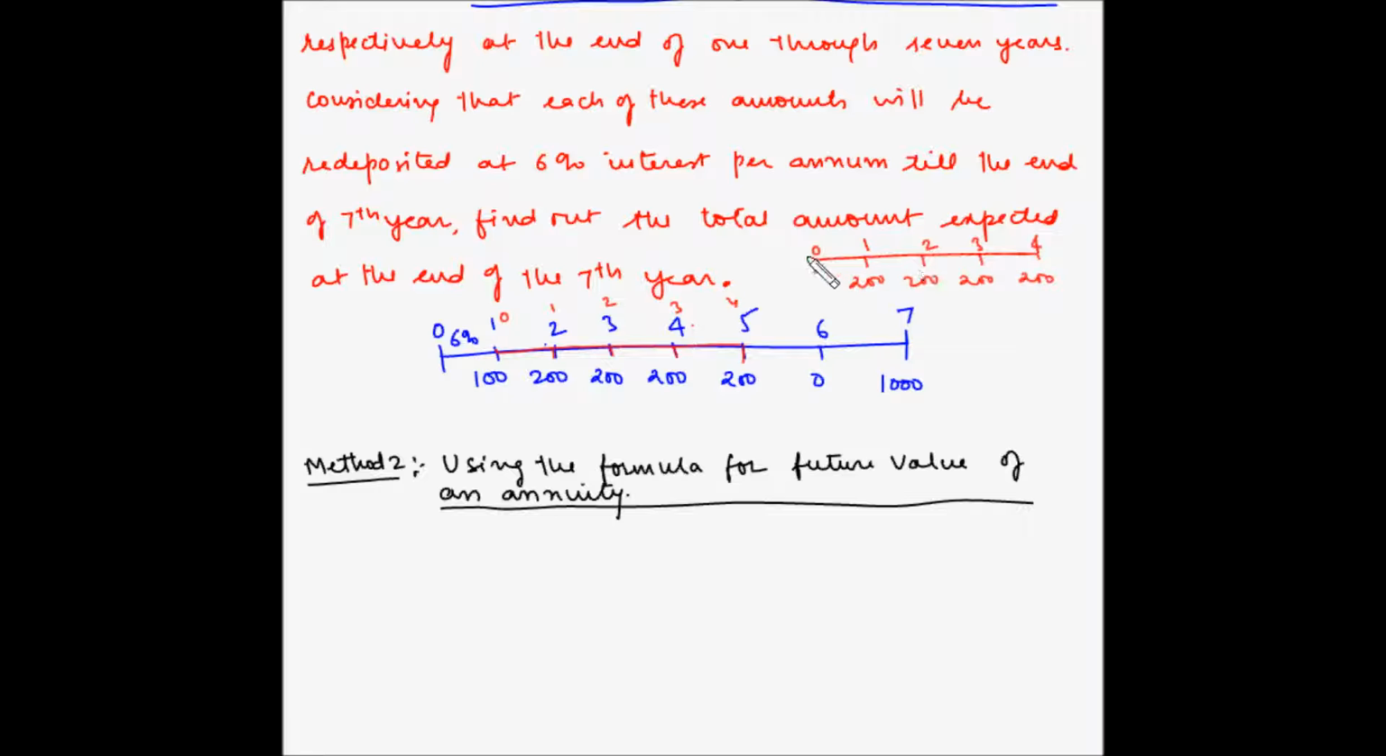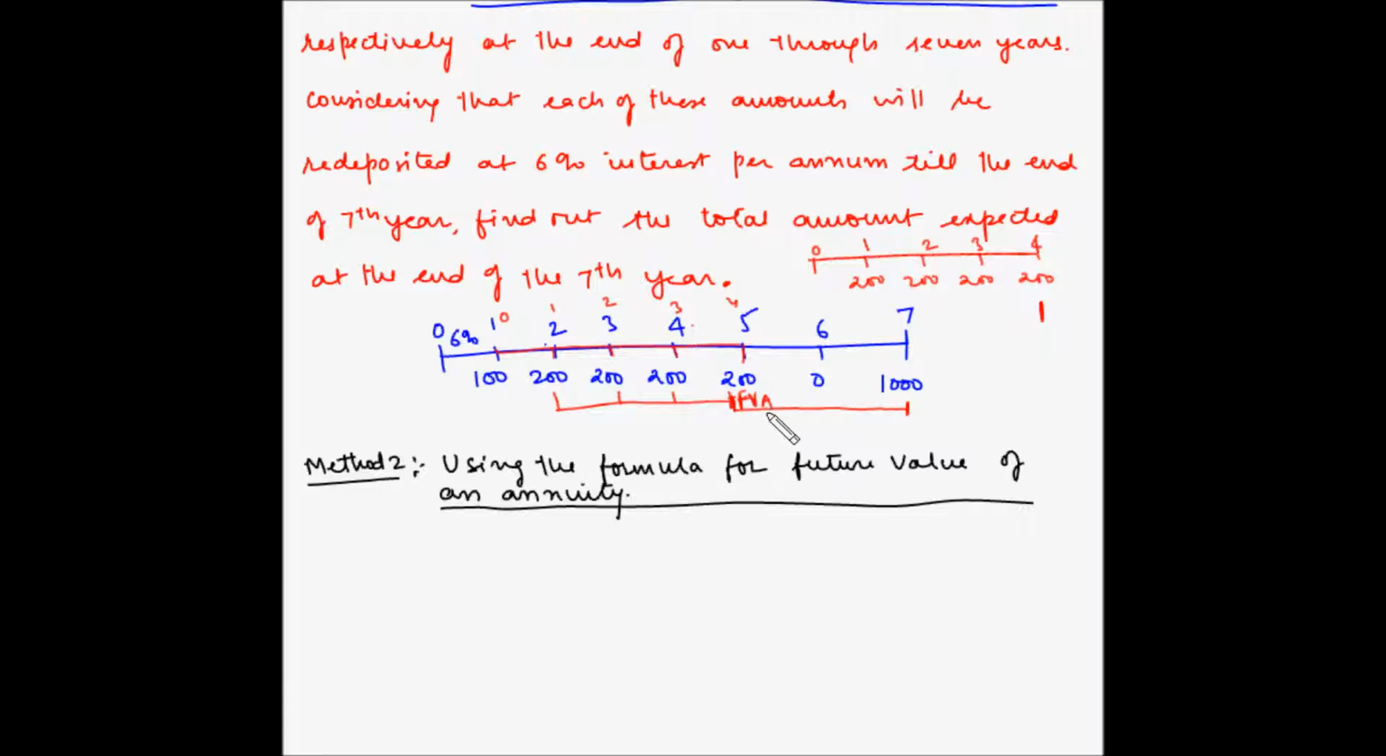The payments are 200, 200, 200 and 200. So if we consider this time scale, then since these 200 payments are at the end of the year, we can treat this as an ordinary annuity and calculate the future value up to this point. So basically we'll get the future value of this stream of cash flows up to this point here. Now once we get the future value up to this point here, we can then find out the future value up to here for this amount. Let's say this is FVA.